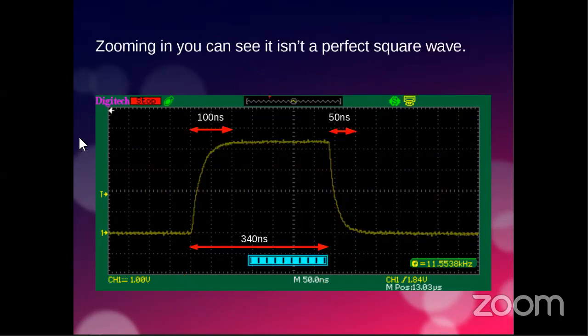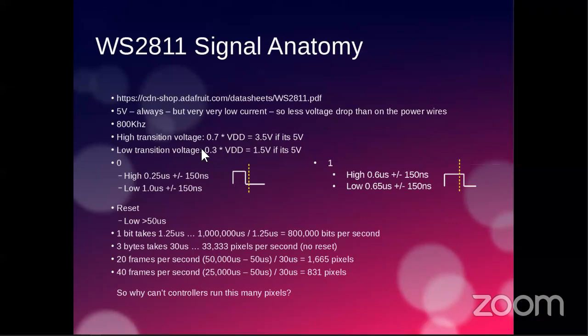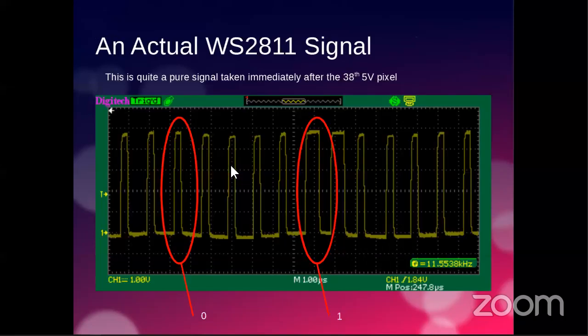But when you zoom in, you can see that it's not perfect. There is a rise time to the signal, and there is a fall time to the signal. This is a pretty clean signal, right? You'll see in a minute it's not typically this good. So remember from this slide back here, we said that it's going to take the high transition voltage as 0.7 of VDD. Well, let's look at what that means.